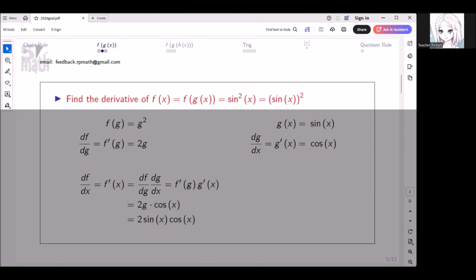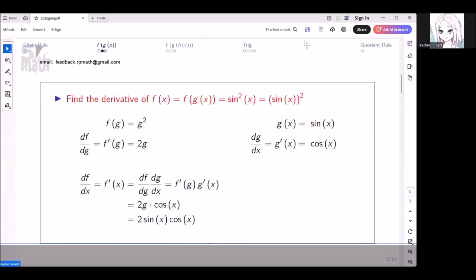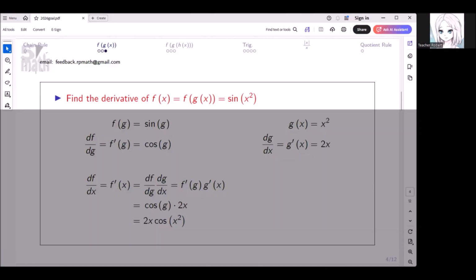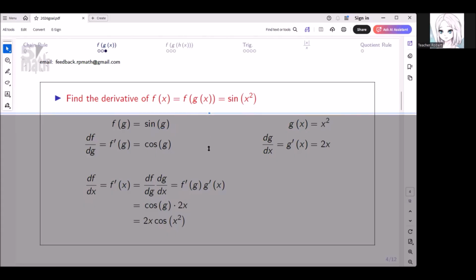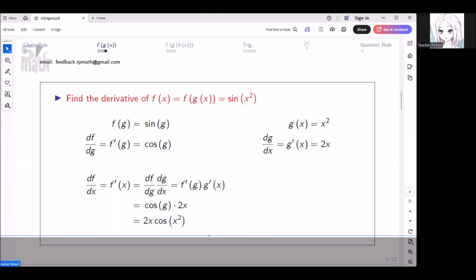Find the derivative of f of x equals f of g of x equals sine squared of x, which equals sine x squared. We have the following, and we have the following. Find the derivative of f of x equals f of g of x equals sine of x squared. We have the following, and then we have the following.